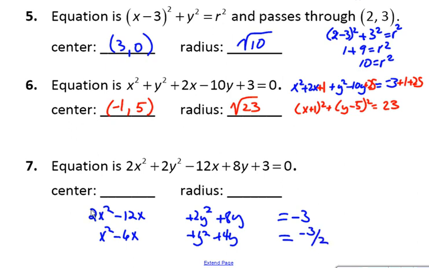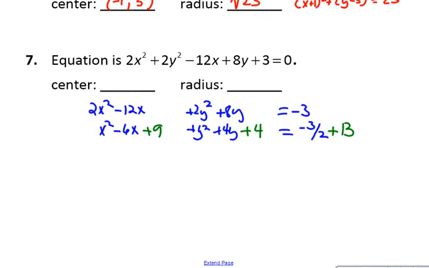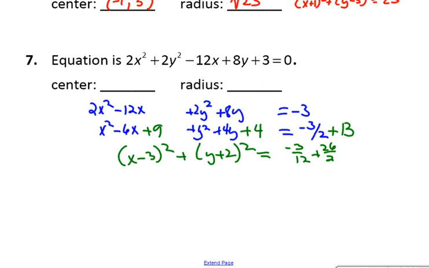So when I complete the square, I'm going to add a 9 here. I'm going to add a 4 here. And so over here, 9 and 4, I'm going to be adding 13. So I'm going to get a 13 there. So I'm going to have x minus 3 squared plus y plus 2 squared is equal to, so we're going to have negative 3/2 plus 26/2. So that's going to be 23 halves. 23 halves. So that's my radius squared.